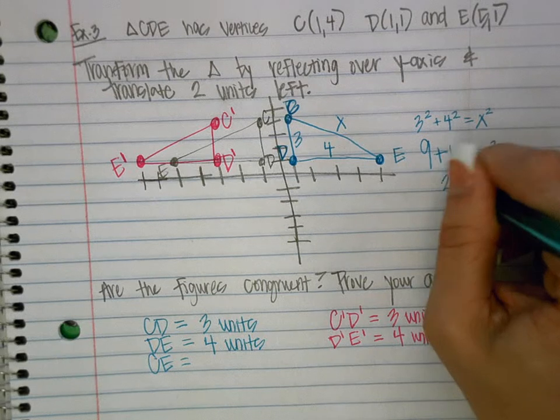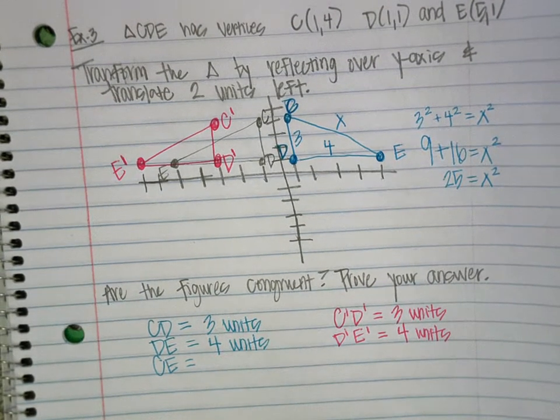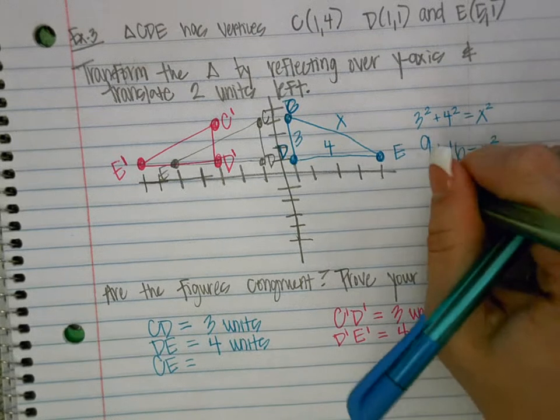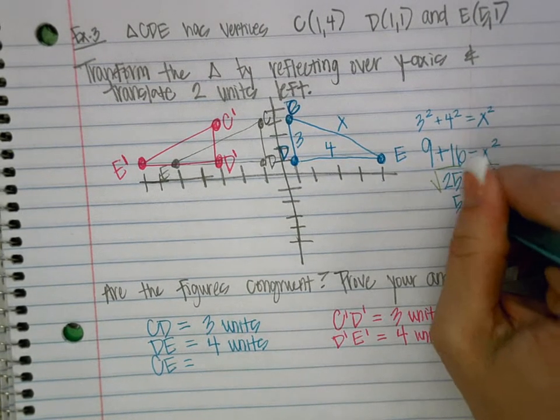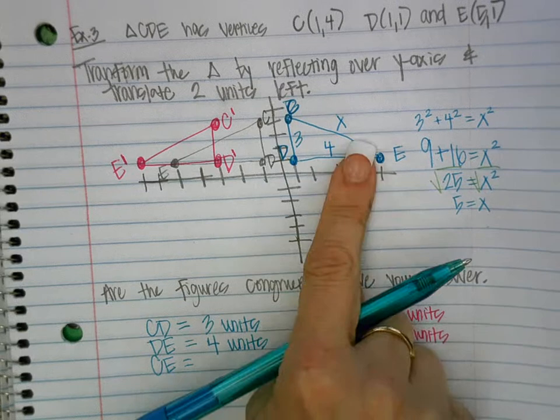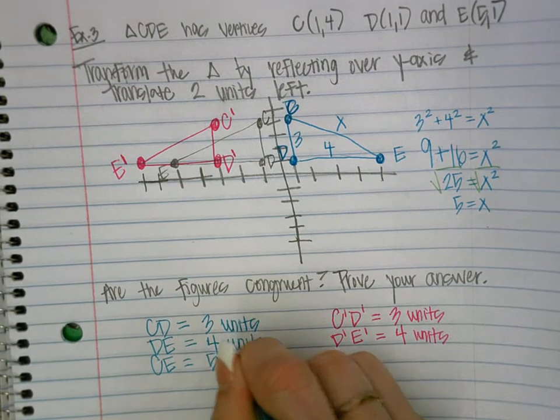25 is equal to X squared. And then how would you find X? You take the square root. So what's the square root of 25? 5 equals X. So this side length, CE, would be equal to 5 units.